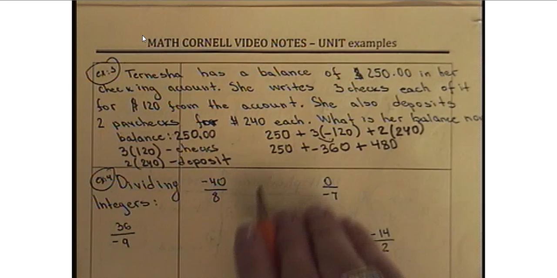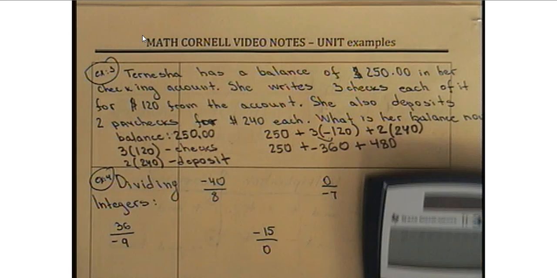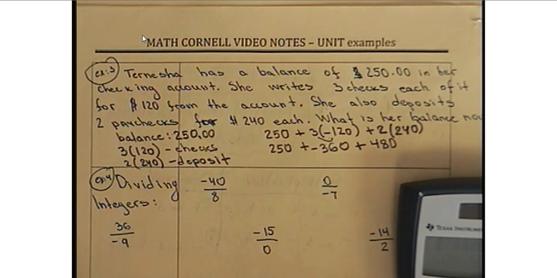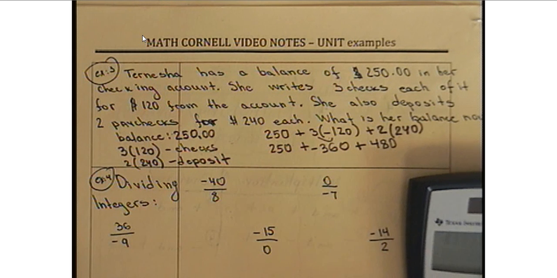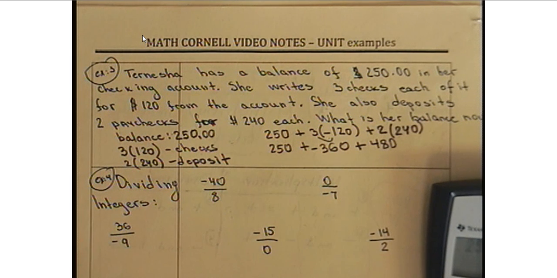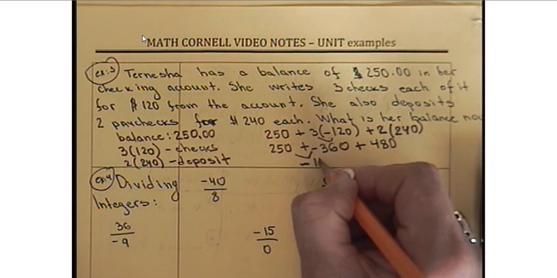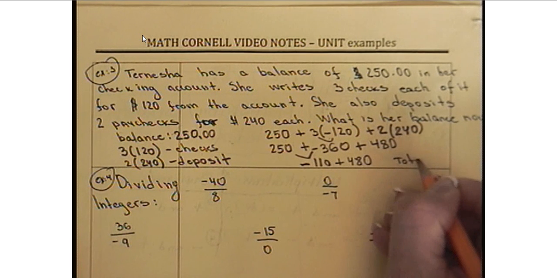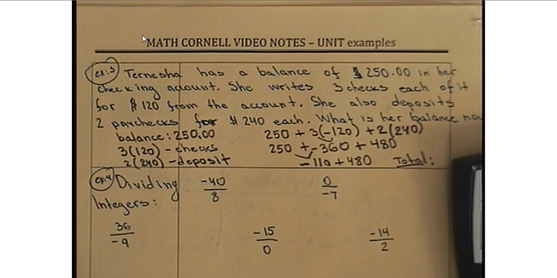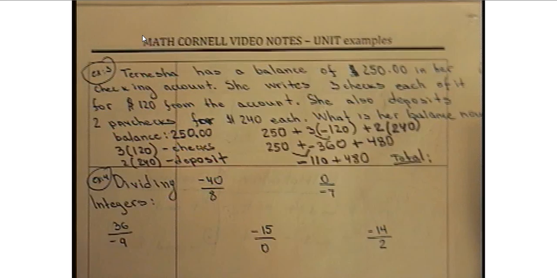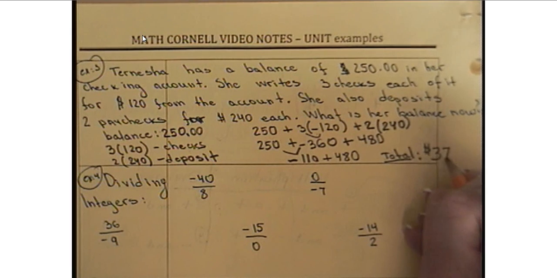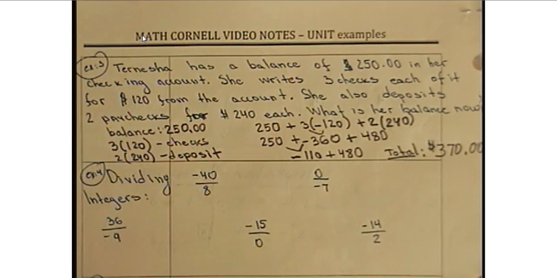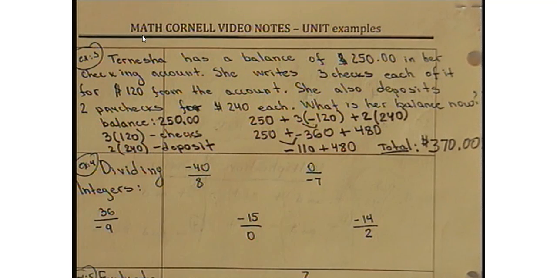$480. So let's go ahead. I'm going to use the calculator in order to get how much money Tanisha has left in her account. So 250 plus negative 360 is equal to negative 110, plus $480. So total, plus 480 will be $370. So total, Tanisha will have $370 in her account.